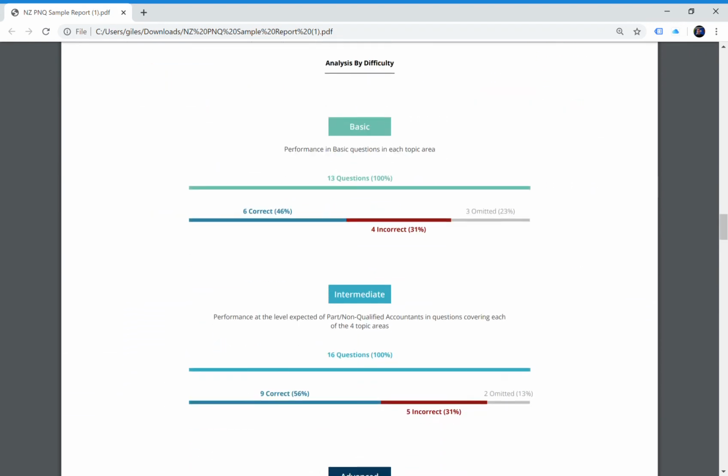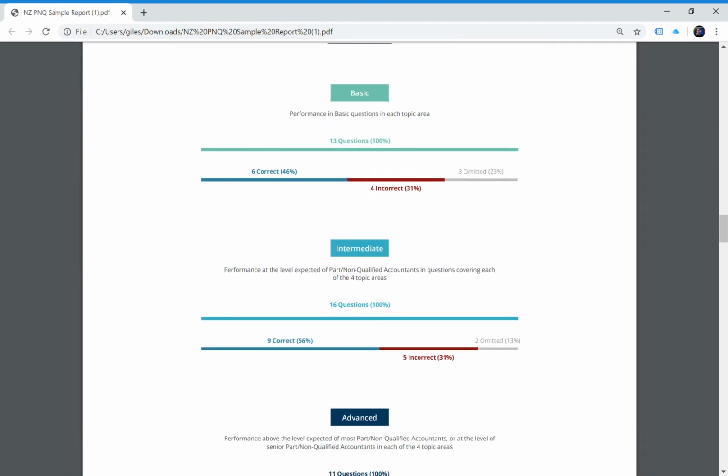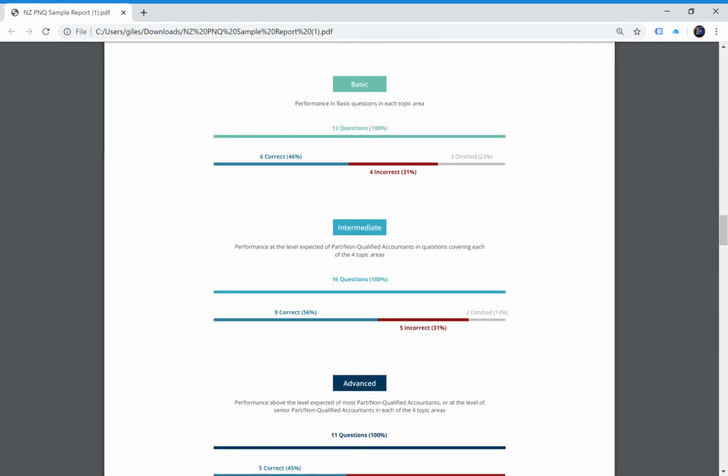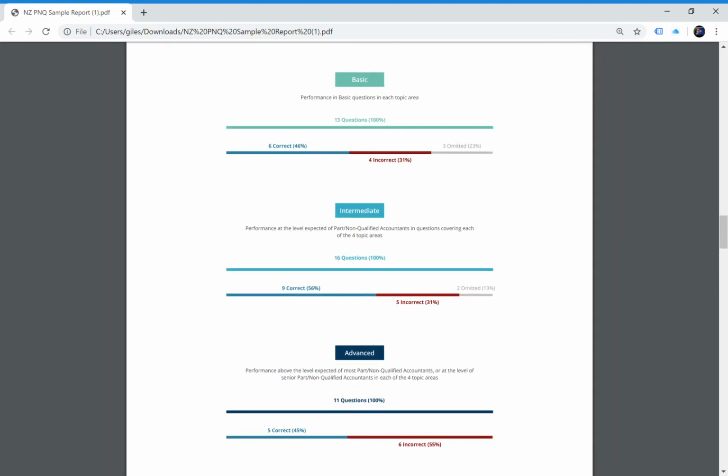The next page will help you certainly with understanding where your candidate omitted questions. If they've skipped questions that they couldn't answer, they'll generally be the advanced ones, whereas if they simply ran out of time, then you'd expect to see those omitted questions being spread evenly between the basic, intermediate, and advanced areas. This part of the report simply shows you how they did against the questions at those different difficulty levels.